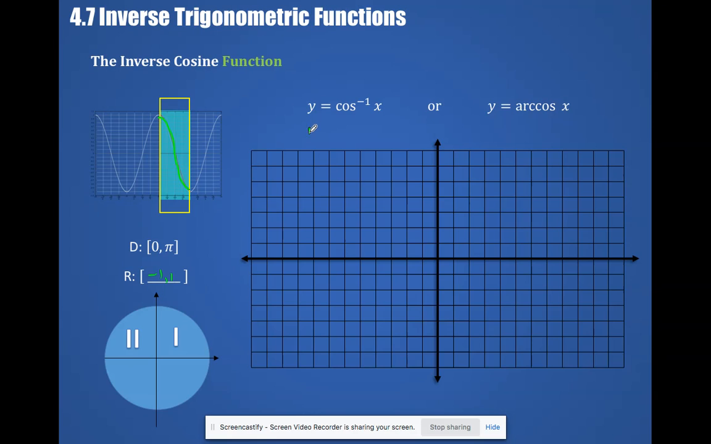So what is the domain of inverse or arc cosine? The old range. What's the range? The old domain. So inverse cosine of -1 is pi.